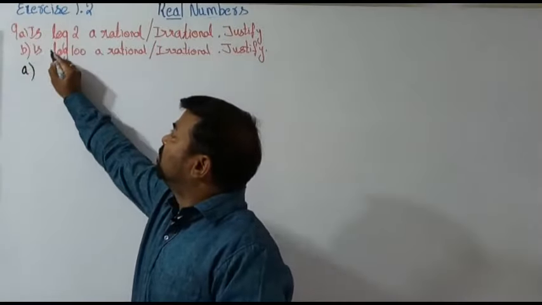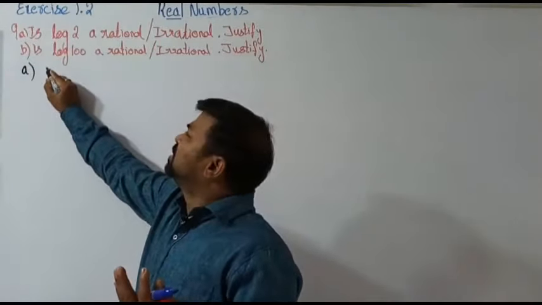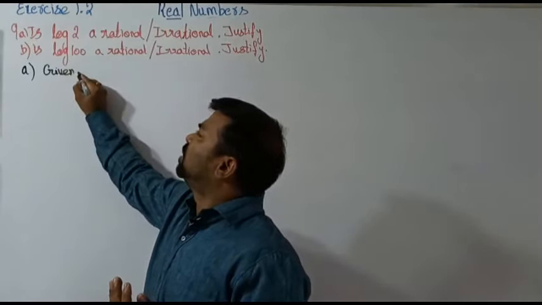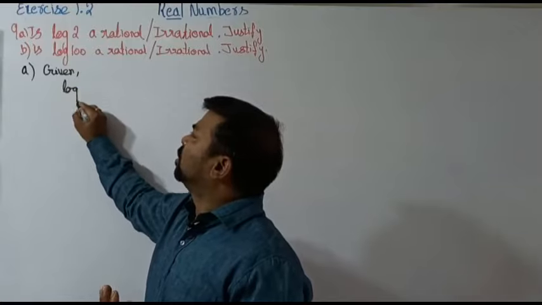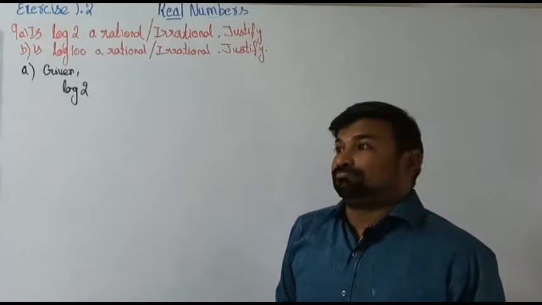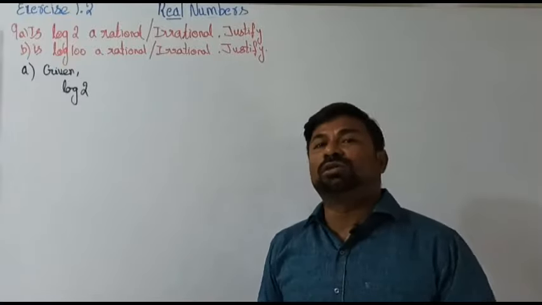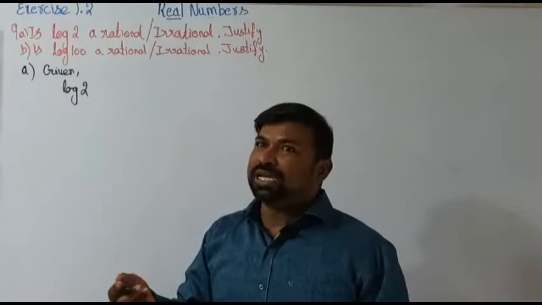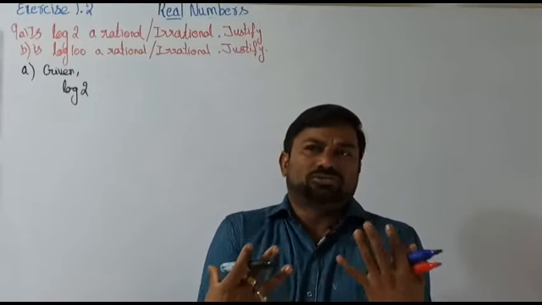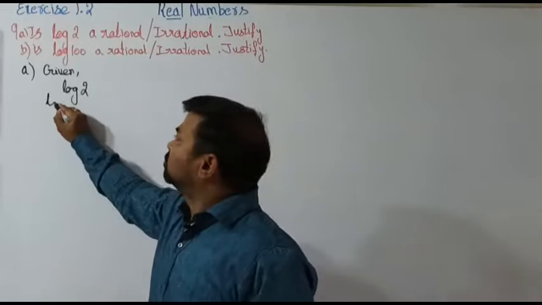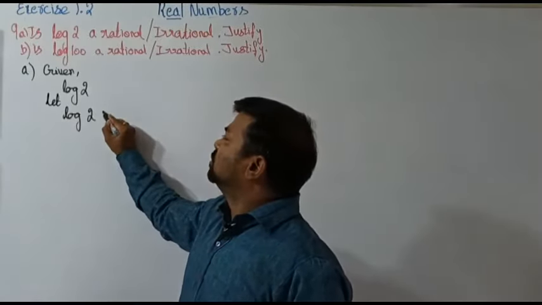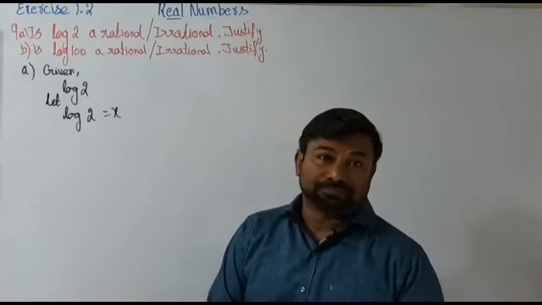So what does it say? Consider the given log 2. What is given to you? Log 2, very good. So we need to prove whether it is rational or irrational. Whatever he has given, I like to call it x. Let log 2 be equal to x.